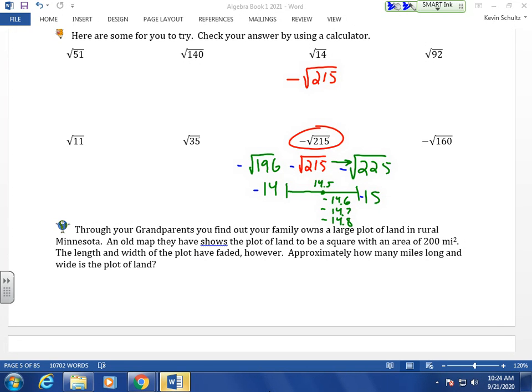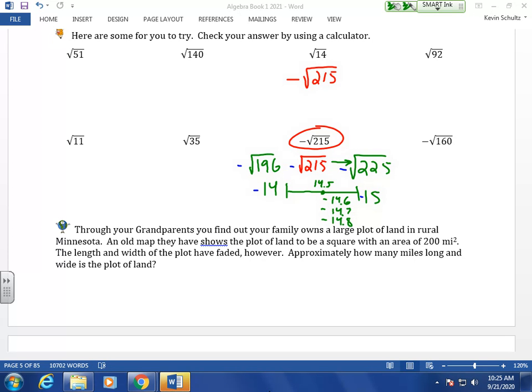Real world situation. No doubt you'll find yourself in this exact situation in the coming years here. Through your grandparents, you find out your family owns a large plot of land in rural Minnesota. An old map they have shows the plot of land to be a square with an area of 200 square miles. The length and width of the plot have faded because the map is old. Right? Approximately how many miles long and wide is the plot of land?